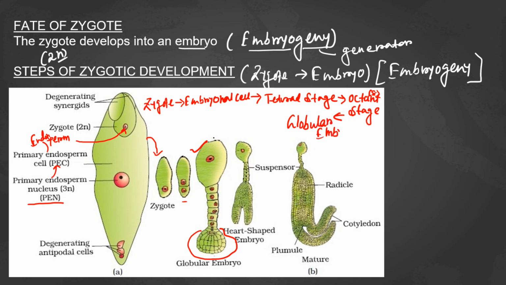Before the globular embryo, I have already written the octant and the tetrad. Here it is actually not mentioned. You will learn in higher classes what the detailed process of this development is, but for our standards we can learn up to this much.